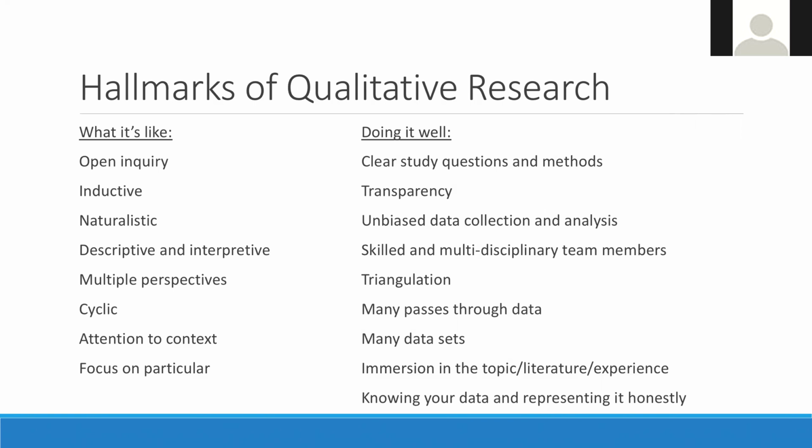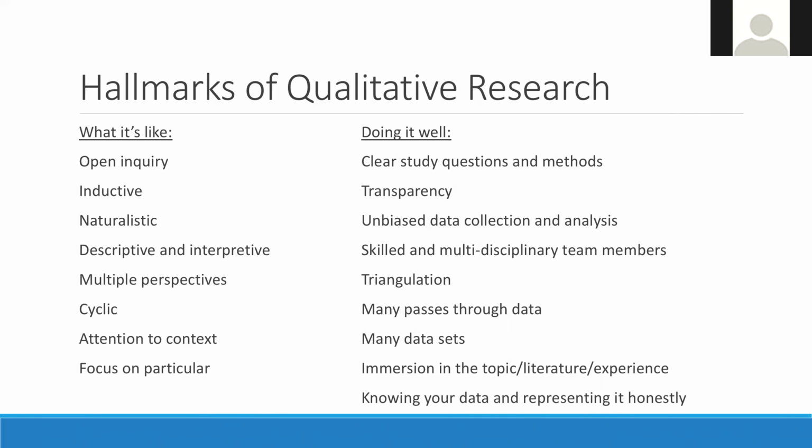But there are some things about doing it well that I just want to mention, and then the next slide has a reference to, I really do want to do qualitative and I want to do it well. But some things to keep in mind are clear study questions and methods, being transparent, so sharing what you're doing, why, your own biases, what your perspective is coming into it, what you did, how you did it, which helps lead to unbiased data collection and analysis. So you probably can't be totally unbiased because you're a human being and have your own belief systems, but yet you try for that. You use a skilled and multidisciplinary team.